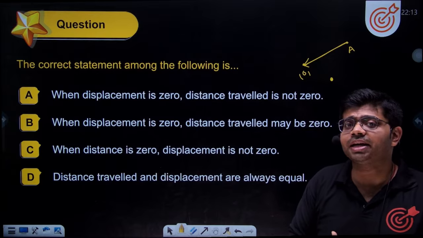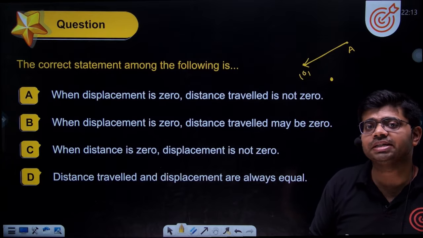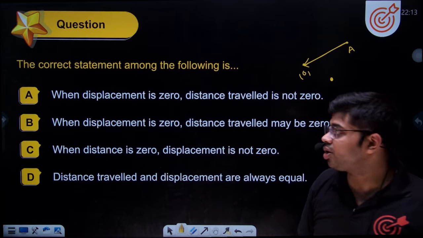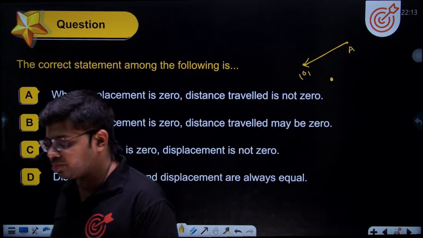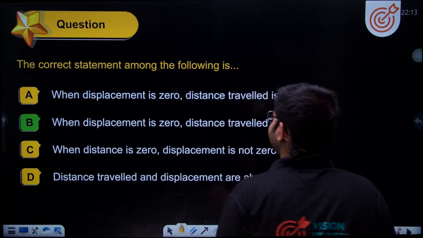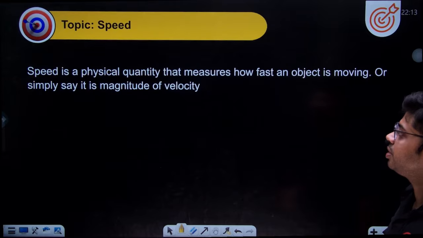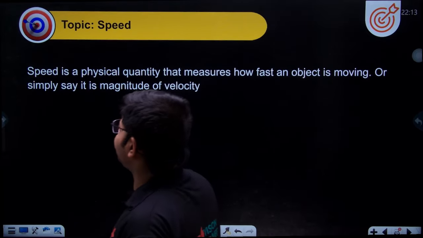But if the particle has moved and come back to its initial position, then my displacement is 0, but distance will not be 0. So the correct option is going to be option B. So you see, the correct option is option B. Now we will talk about speed.